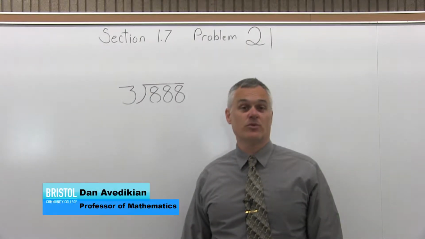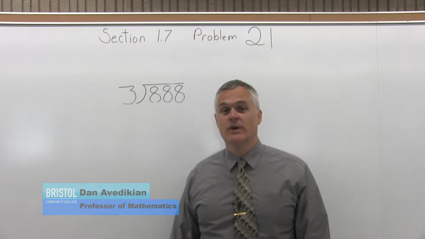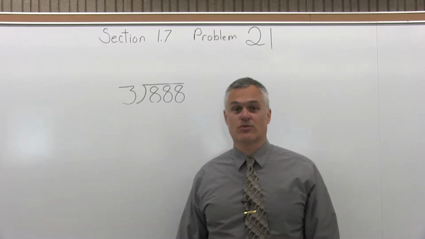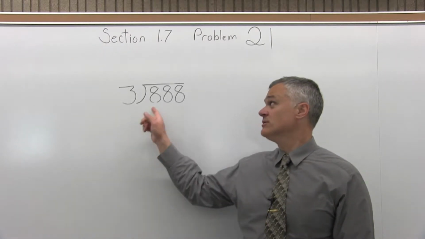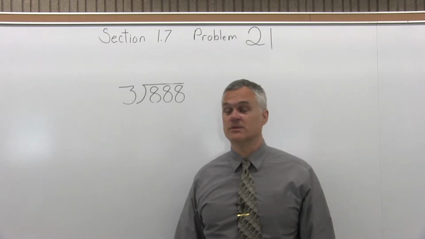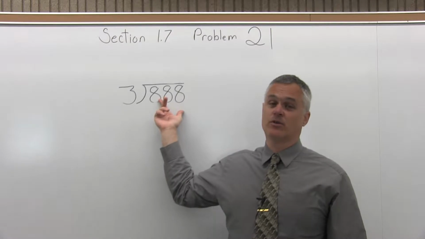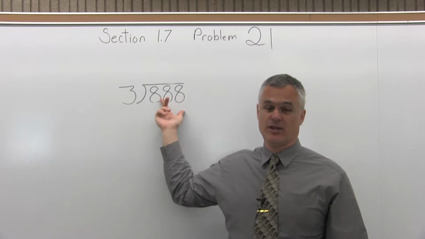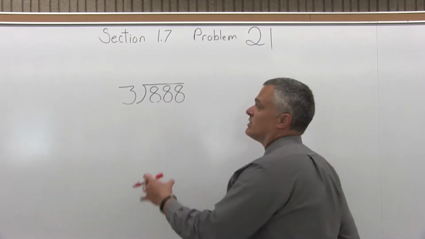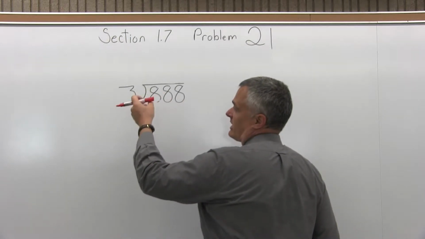This is Section 1.7, Problem 21. We have 888 divided by 3, or you could read it as 3 goes into 888 how many times? Well, the 888 is a big enough number that you're not going to just be able to see the answer in your head like you can with a smaller problem. So you have to really go through this the long way if you don't have a calculator.